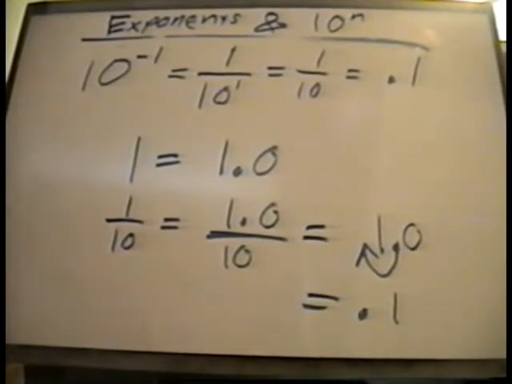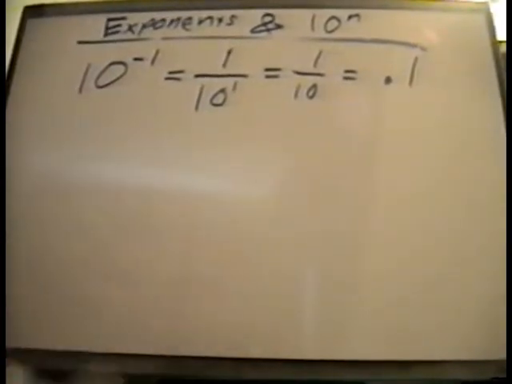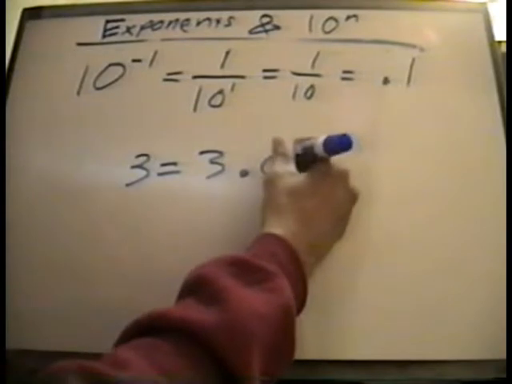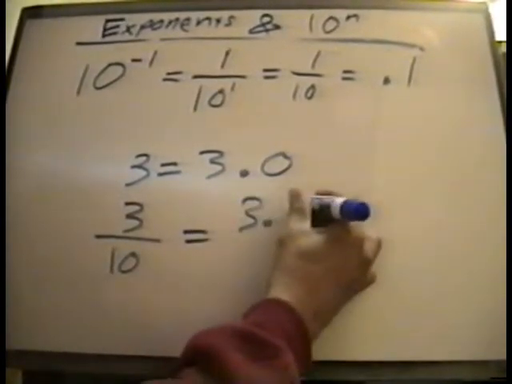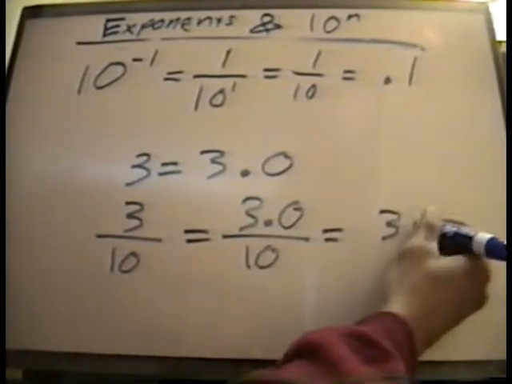Let's talk about 2, or any number. Let's say 3. 3 equals 3.0. So 3 divided by 10 equals 3.0 over 10. To divide a number by 10, you move the decimal place once to the left. So that gives you 0.3.